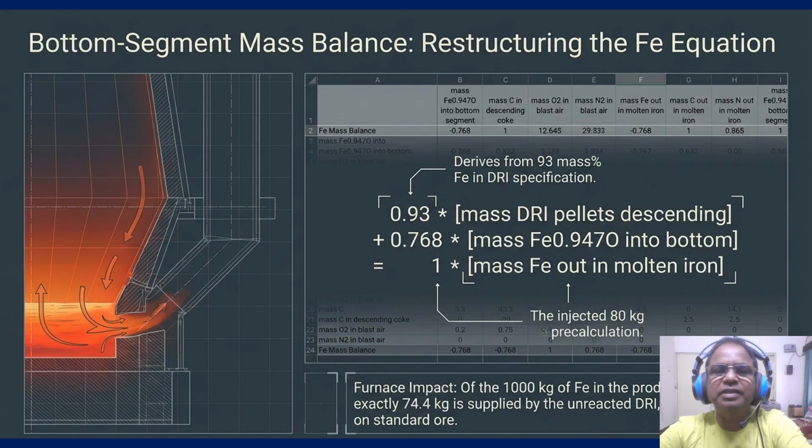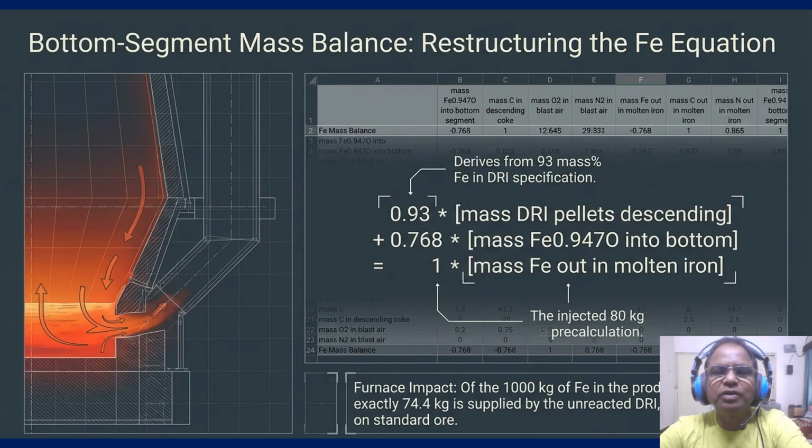This drastically reduces the load on your standard ore, meaning less oxygen needs to be stripped and less carbon is required for reduction. You are essentially preloading the hearth with metallic iron, which significantly alters the chemical kinetics of the lower furnace zone. We are no longer just managing reduction, we are managing a melting process for a portion of our burden.